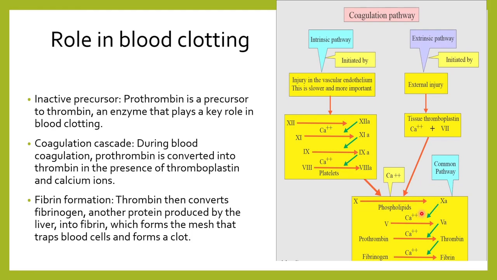I have told you that it is first an inactive precursor, the prothrombin precursor. Then by the action of vitamin K, it gets converted into the active form, and then it helps in the coagulation cascade. During blood coagulation, prothrombin is converted to thrombin in the presence of thromboplastin and calcium ions, and this thrombin helps in the conversion of fibrinogen to fibrin, and the blood will clot.